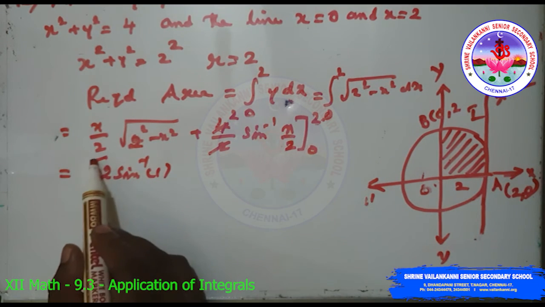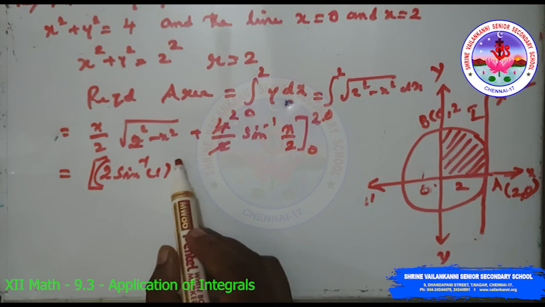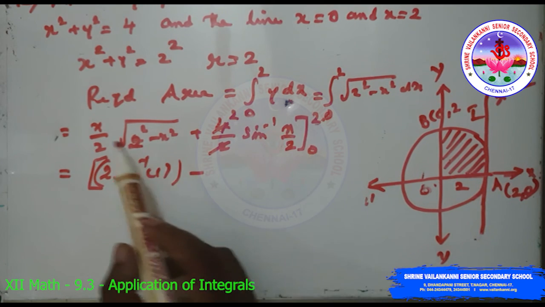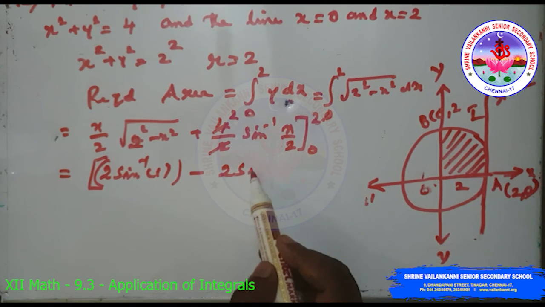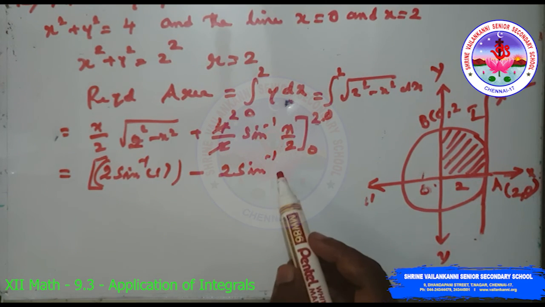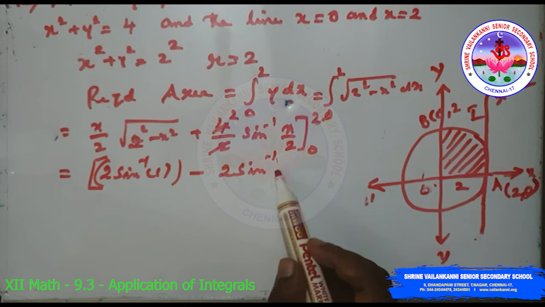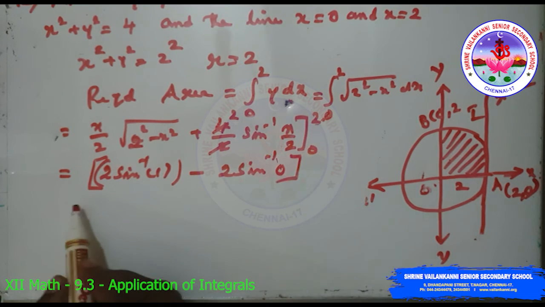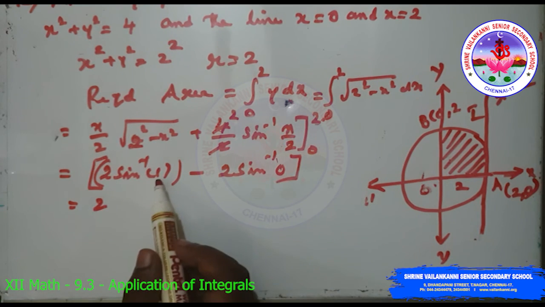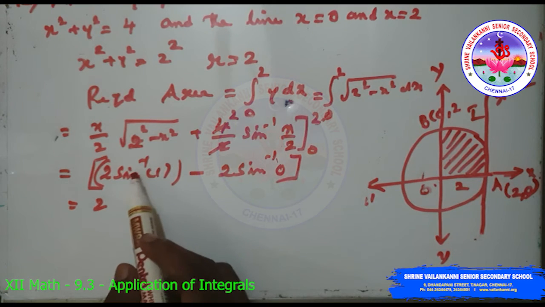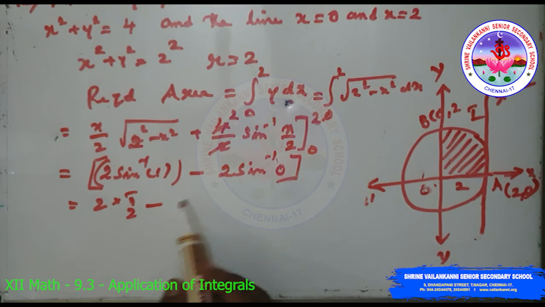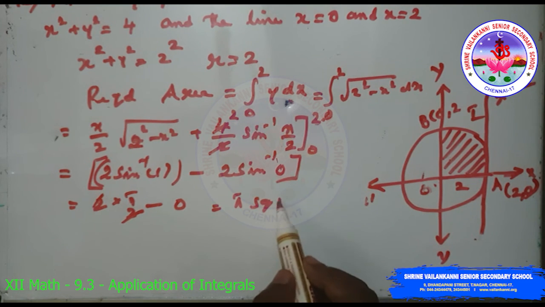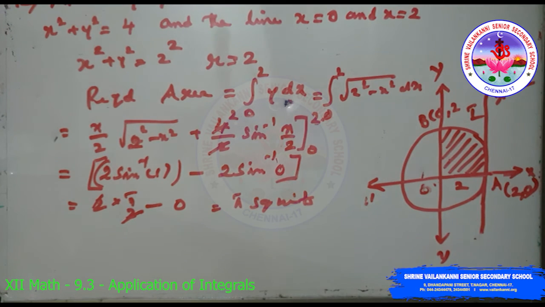So sine inverse of 1 minus lower limit. So 0 by 2, which is 0, plus 2 into sine inverse of 0 by 2, which is 0. So which is equal to 2 into sine inverse of 1, which is sine pi by 2. So sine inverse of sine pi by 2 is pi by 2. So 2 into pi by 2 minus sine inverse of 0 is 0. 2 and 2 will get cancelled, which is equal to pi square units. So required area is pi square units.